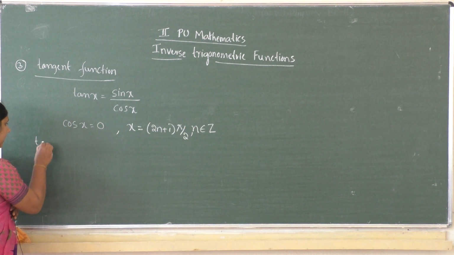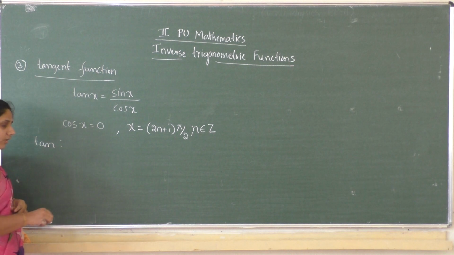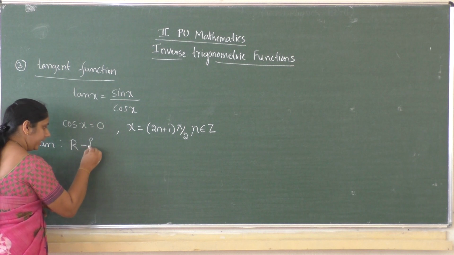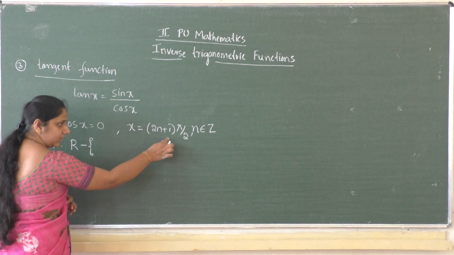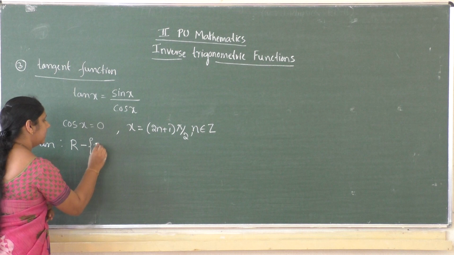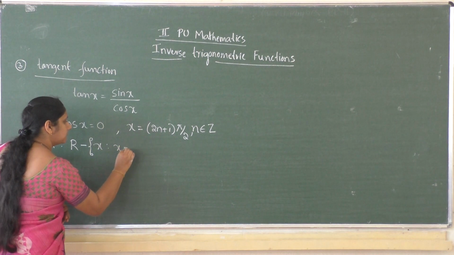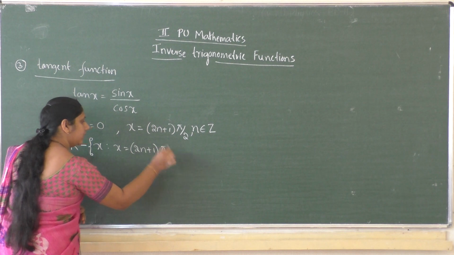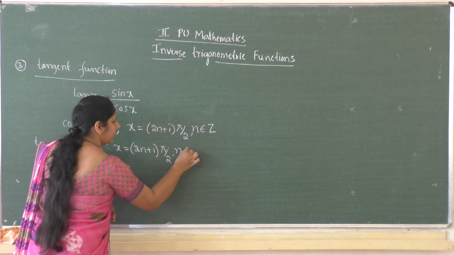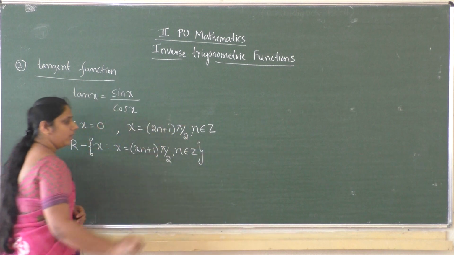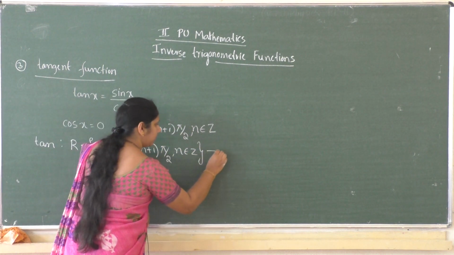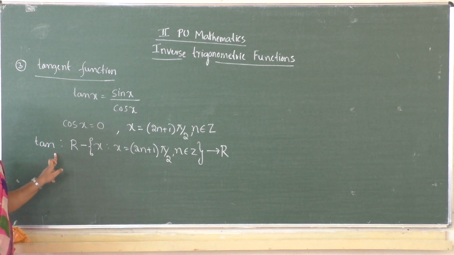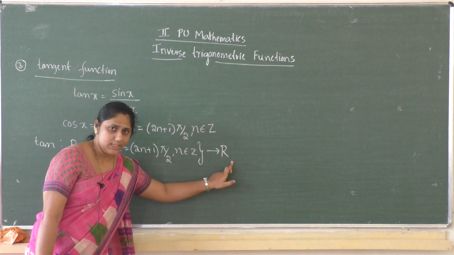So tan is a function from the set of all real numbers minus the set of all x such that x equals (2n plus 1) pi by 2, where n belongs to Z, to R. So this is the domain of the tan function and this is the range.